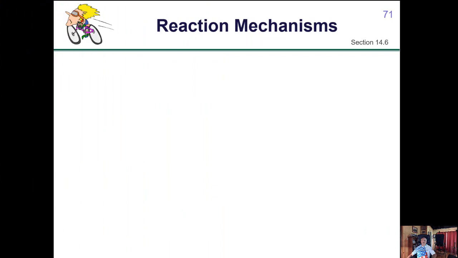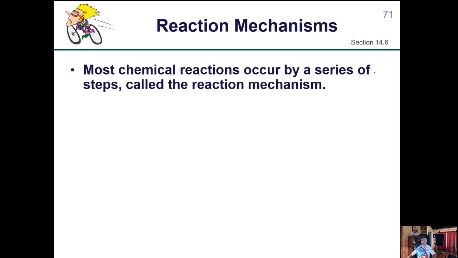So this brings us to a place in the chapter where we're going to talk about reaction mechanisms, or how reactions actually take place, what the steps are for a particular reaction. So the fact of the matter is, most chemical reactions don't occur in one step. They occur by a series of steps, and we call that series of steps the reaction mechanism.